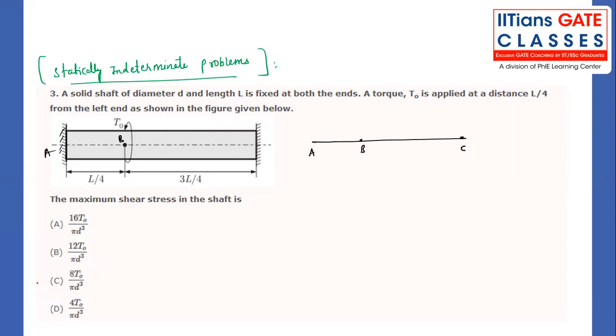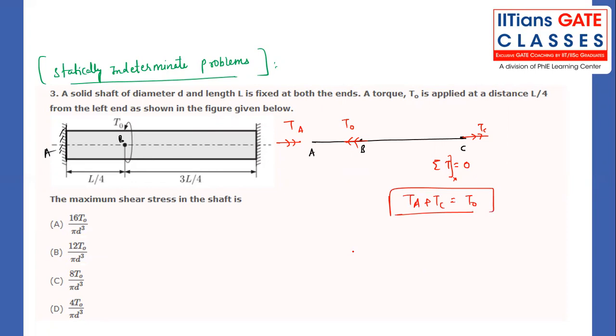If I convert this diagram to the line diagram, and you rotate your finger, you will observe that it is like this, T naught. There will be some reaction torques; let me write T_A and T_C. The summation of torque in the horizontal direction should be 0. So from here, T_A plus T_C is equal to T naught. With only one equation, we cannot find the values of T_A and T_C. We need one more equation.